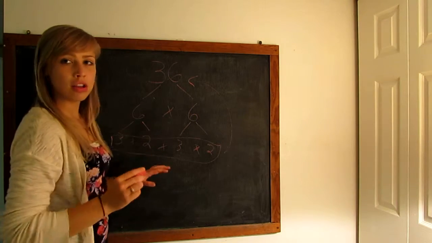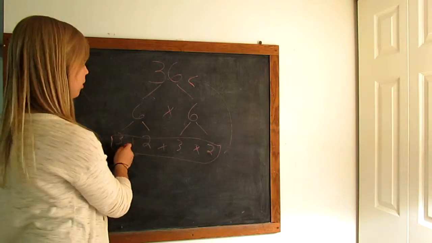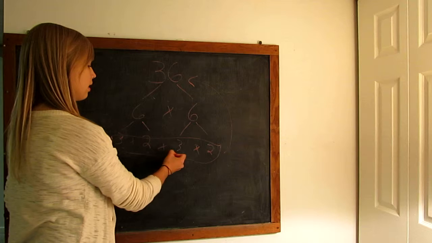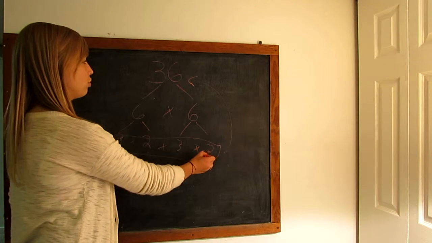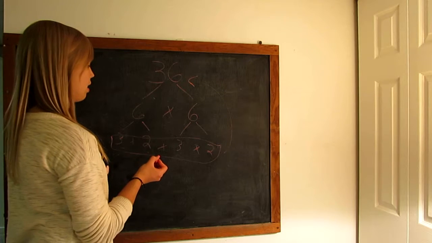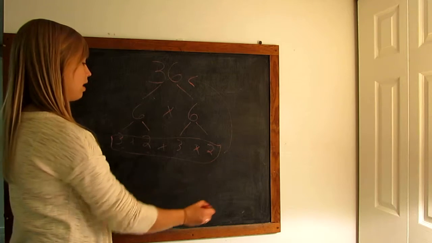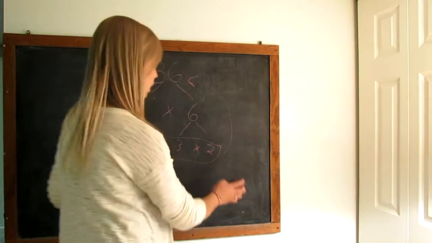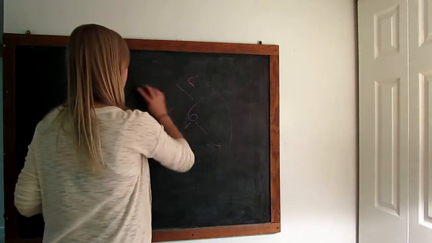And if you're not sure that you did it right, you can always multiply these back out and check. So 3 times 2 is 6. 6 times 3 is 18. 18 times 2 is 36. And so that is how you would factor using the tree factoring method.